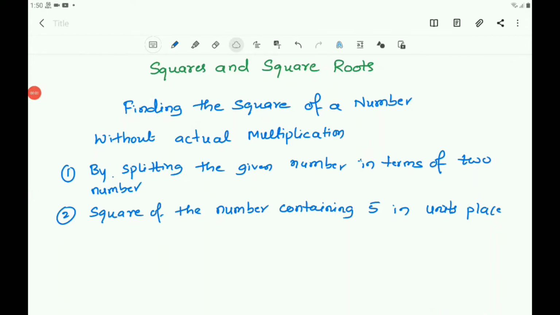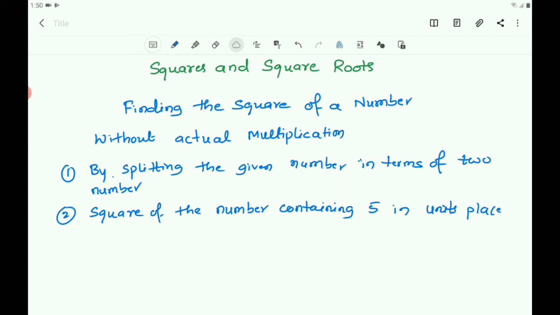Children, it is a continuation of the chapter Squares and Square Roots. Now let us discuss the method of finding the square of a number. The square of small numbers like 1, 2, 3, 4, 5, 6, 7, 8, and so on can be easily found out. But it is a little bit difficult to find the square of a greater number. How will you find the square of a given number without multiplying?